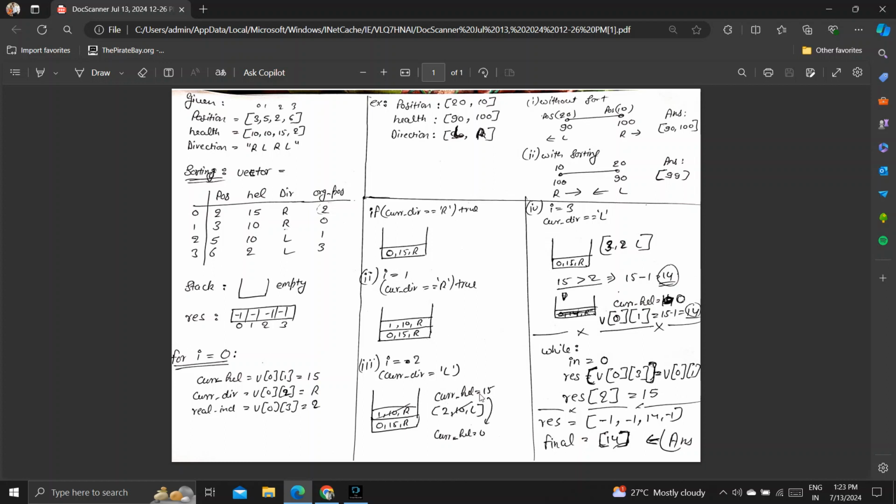I'm sorry, I have done one mistake. Current health is actually 10. So what we will do, we will compare this 10 value with this particular 10 value, and as they both are equal, we will mark this current health with 0, and we will pop out this.